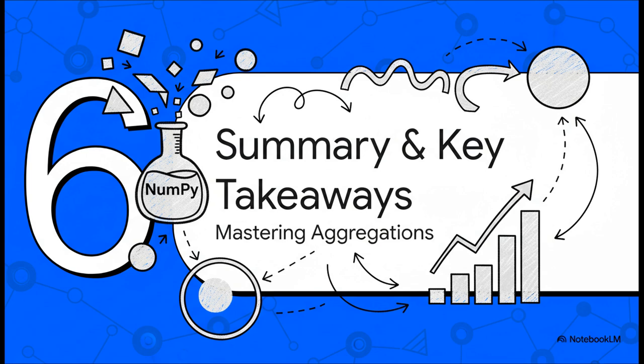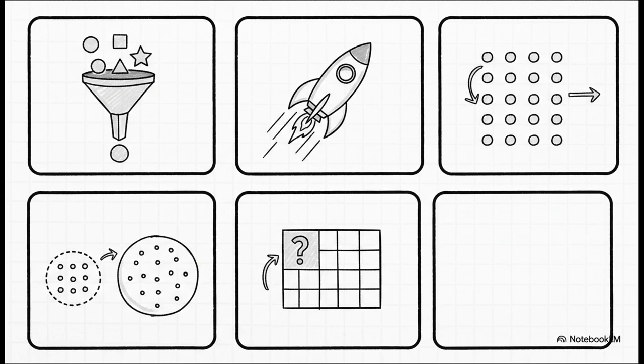So let's just take a moment and pull together everything we've learned. Let's recap the core principles. First, aggregations are our number one tool for taming data complexity and getting those first crucial insights. Second, when it comes to performance, you always use NumPy's native functions on NumPy arrays. Third, you've got to master the axis parameter to go from that big picture view to a more granular one. Remember, axis equals 1 is across the rows, axis equals 0 is down the columns.